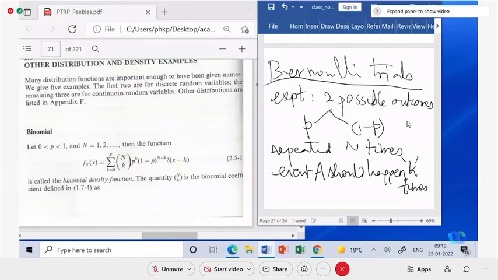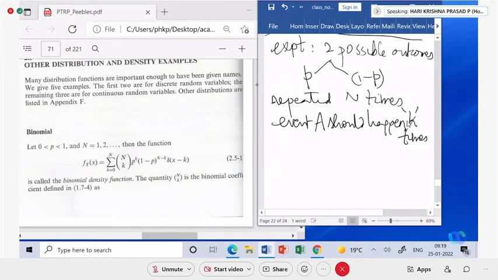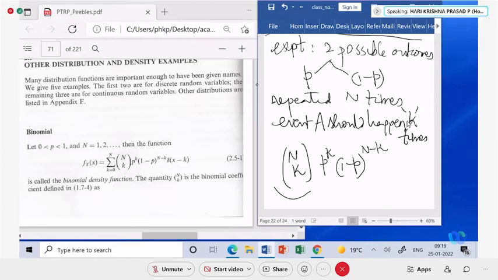When event A has to happen k times, what is the probability of that event happening? For that, what we wrote is p power k, (1 minus p) raised to power n minus k. This is the probability of occurrence of that event. But how many such events can happen? This is the number of events that can happen. What is the total probability of that event happening out of n experiments? This is the total probability.